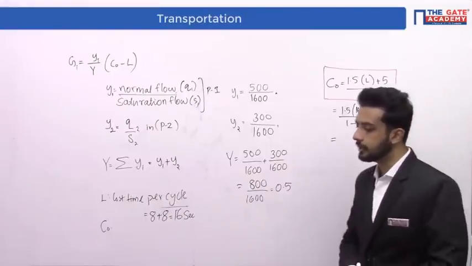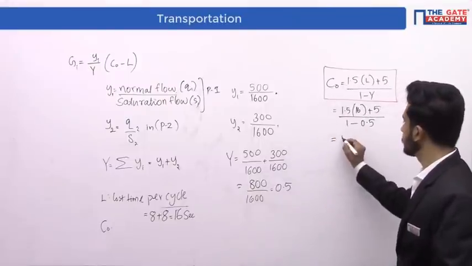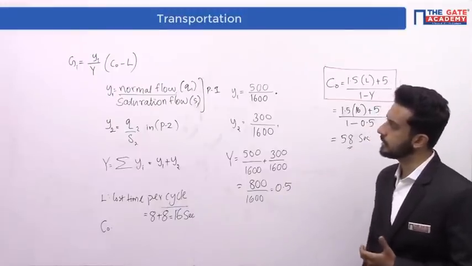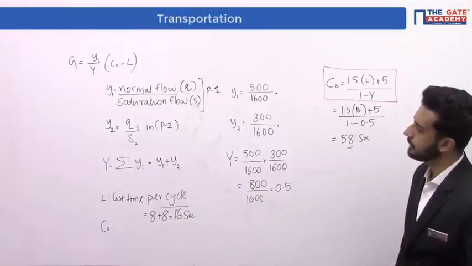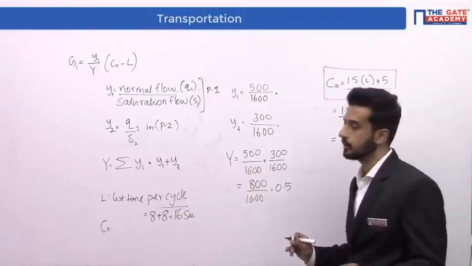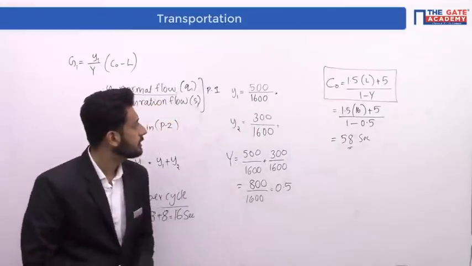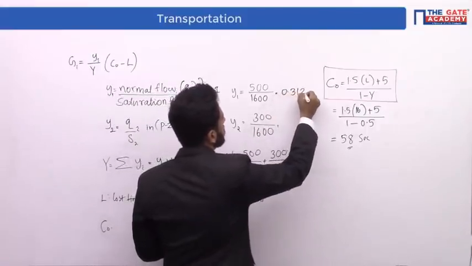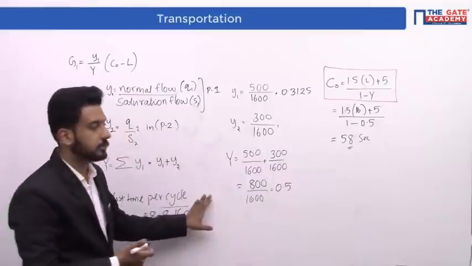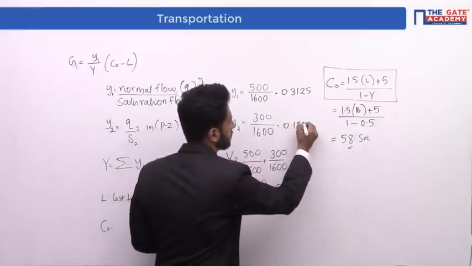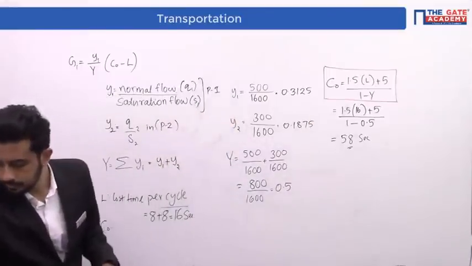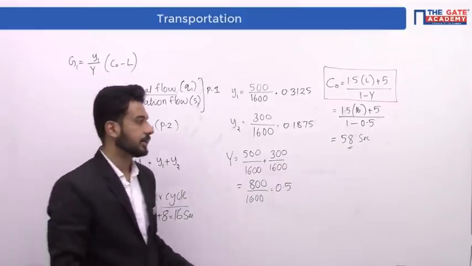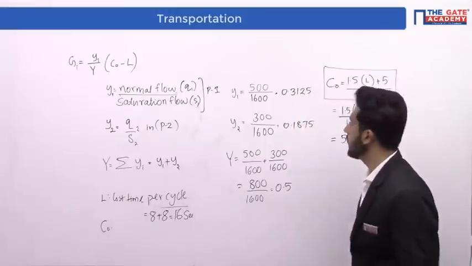So if you are substituting, you will get a value of 58 seconds. Okay. So I have obtained the value of capital Y, C naught, L, everything. Now direct substitution only, correct? So that I should know the exact value of y1 and the exact value of y2, correct? So you need those values in order to substitute in effective green time. Okay, so we got all these things, everything we obtained.